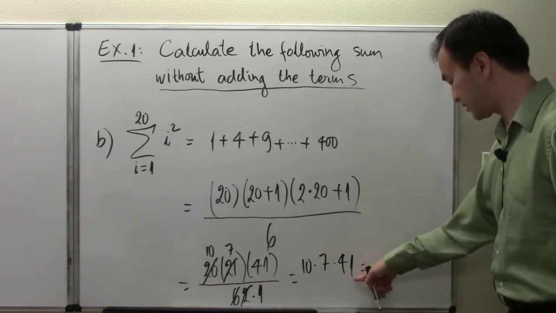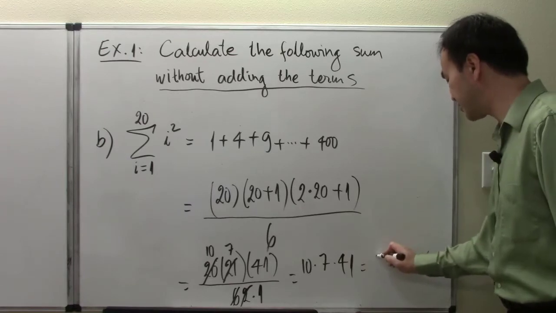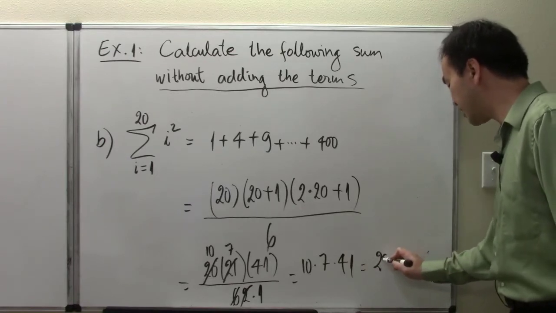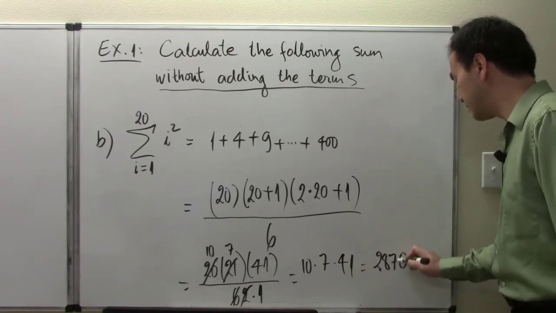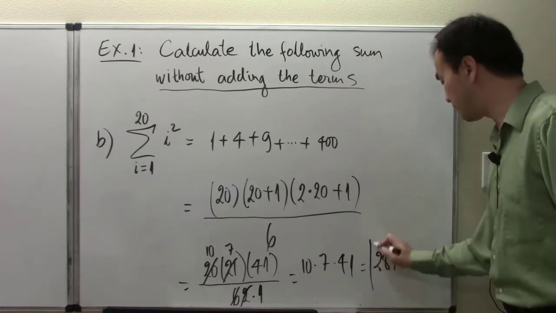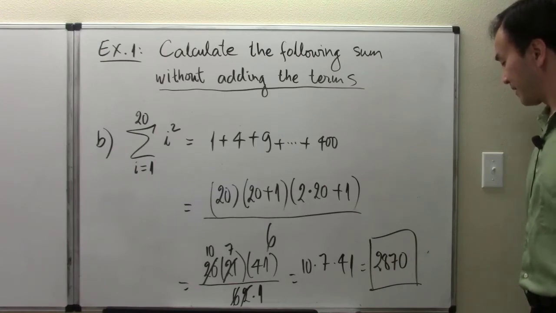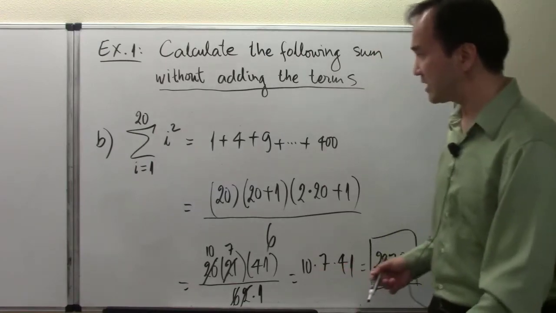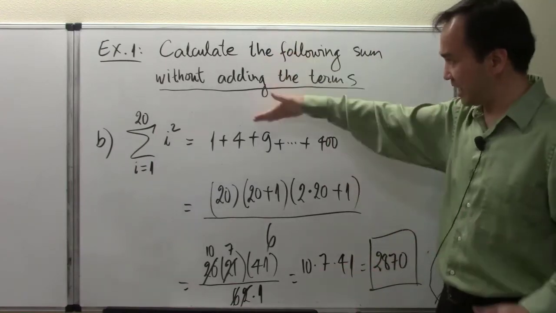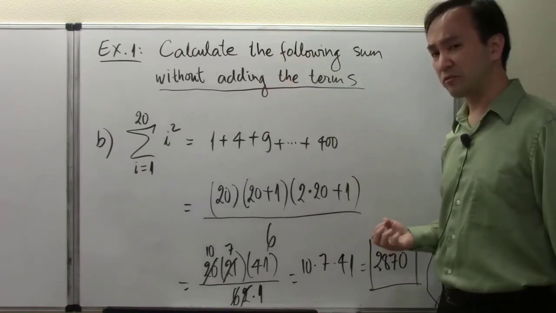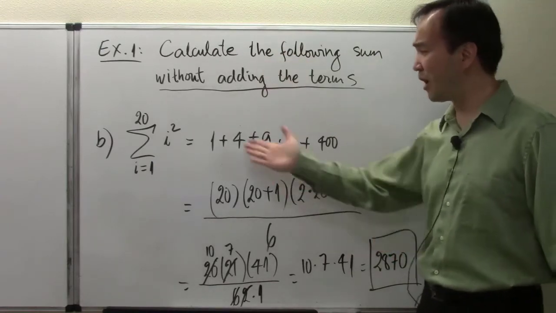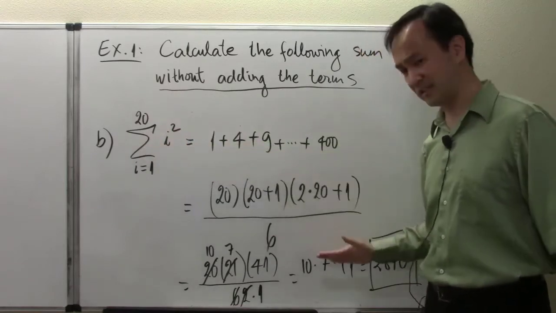So 7 times 41 is 287, times 10, so 2,870. And that's your final answer. If we look closely at the instruction of the problem, the intention here is that we want to look at how fast that is.